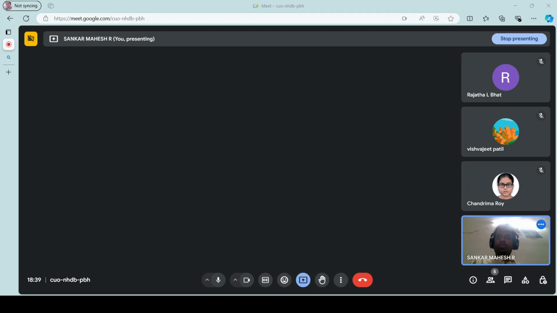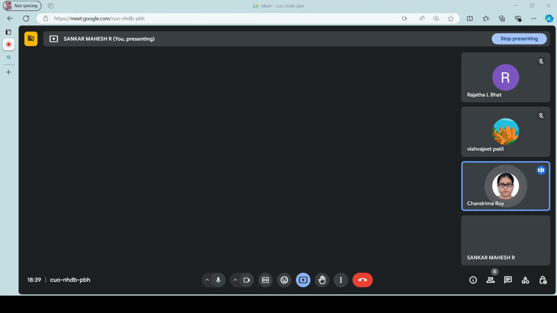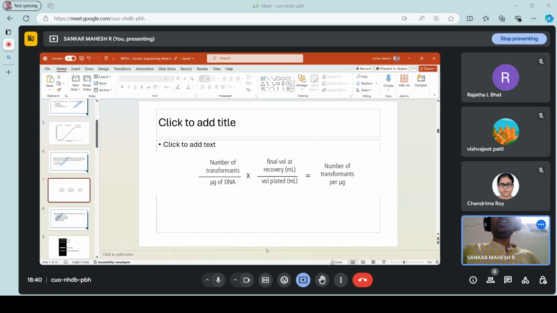So the answer is coming 10 to the power 7 colony forming units per microgram. It's CFU, it's actually colony forming units per microgram. Just the units. Yeah. So you got it right. That's the right value you're supposed to get. What about Rajata and Vishwajit? You were able to get the same value? Yes, sir. Option D. Okay. Cool.